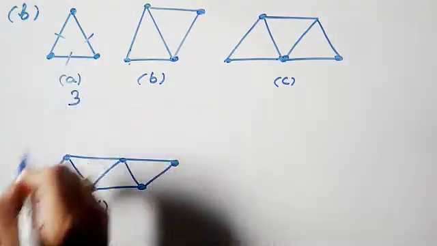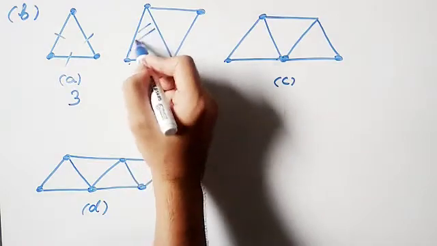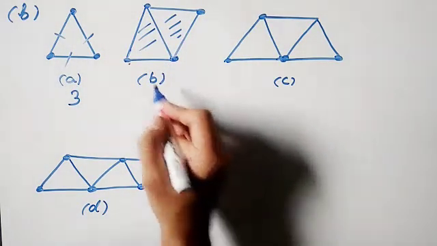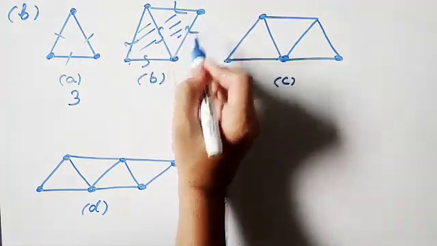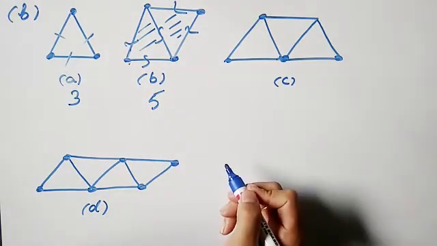3 matchsticks are required. And here, how many triangles are there? Yes, 2 triangles are there. And how many matchsticks are required? 1, 2, 3, 4, and 5. 5 matchsticks are required. What about figure number C?